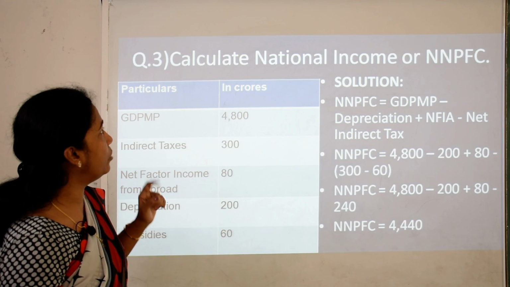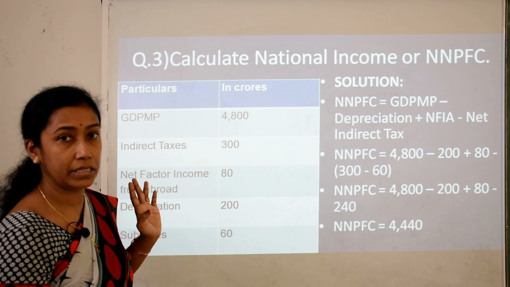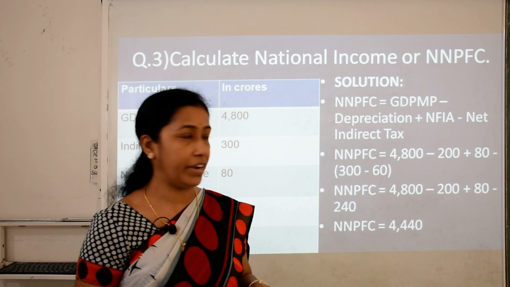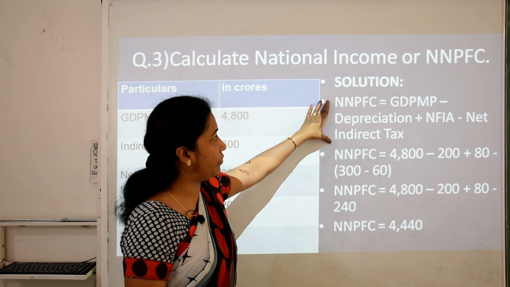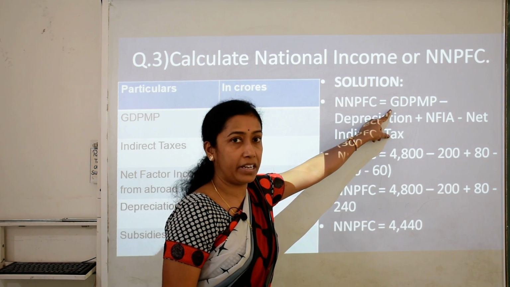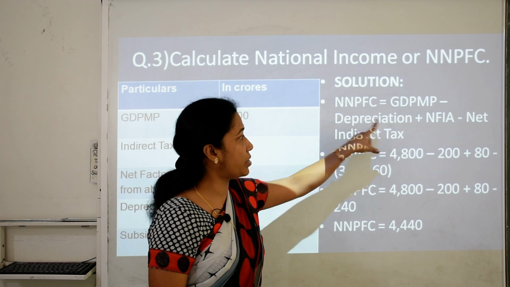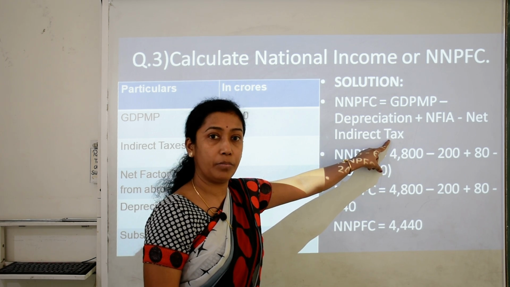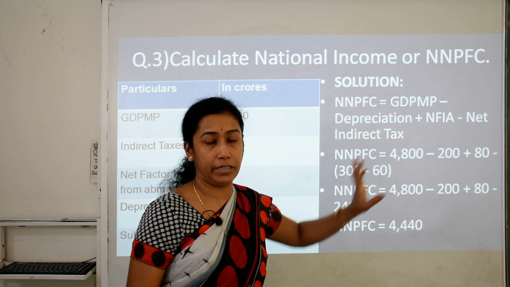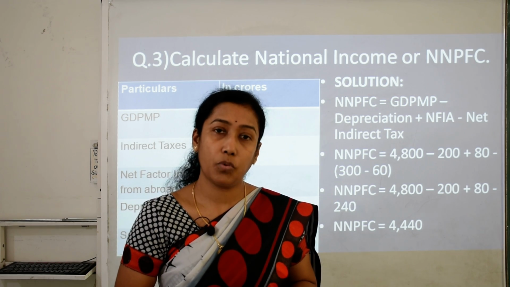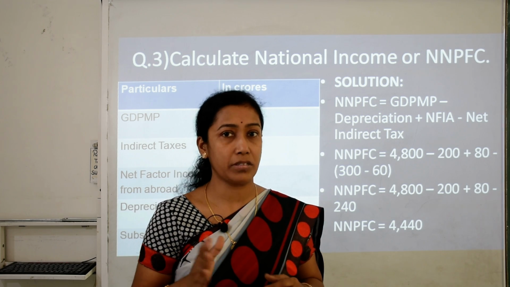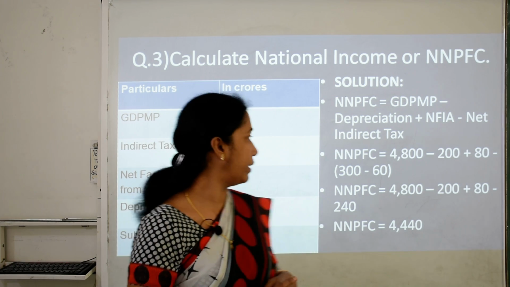Now the third question, when you are told to calculate national income, that is net national product at factor cost. This is the formula for calculating net national product at factor cost, that is GDP at market price minus depreciation plus net factor income from abroad and minus net indirect tax. In case net indirect tax is not given, what you need to do is indirect tax minus subsidies, and you can calculate net indirect taxes.